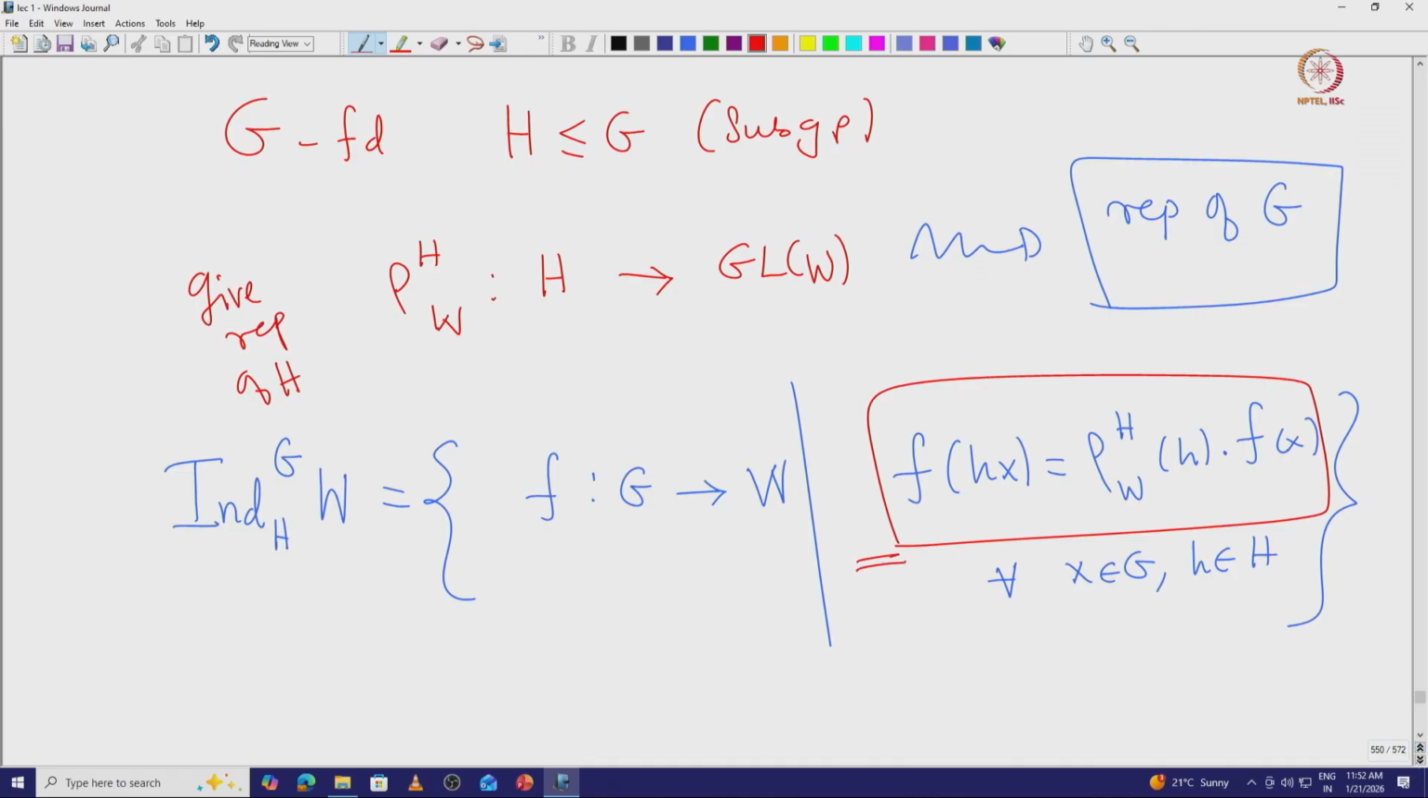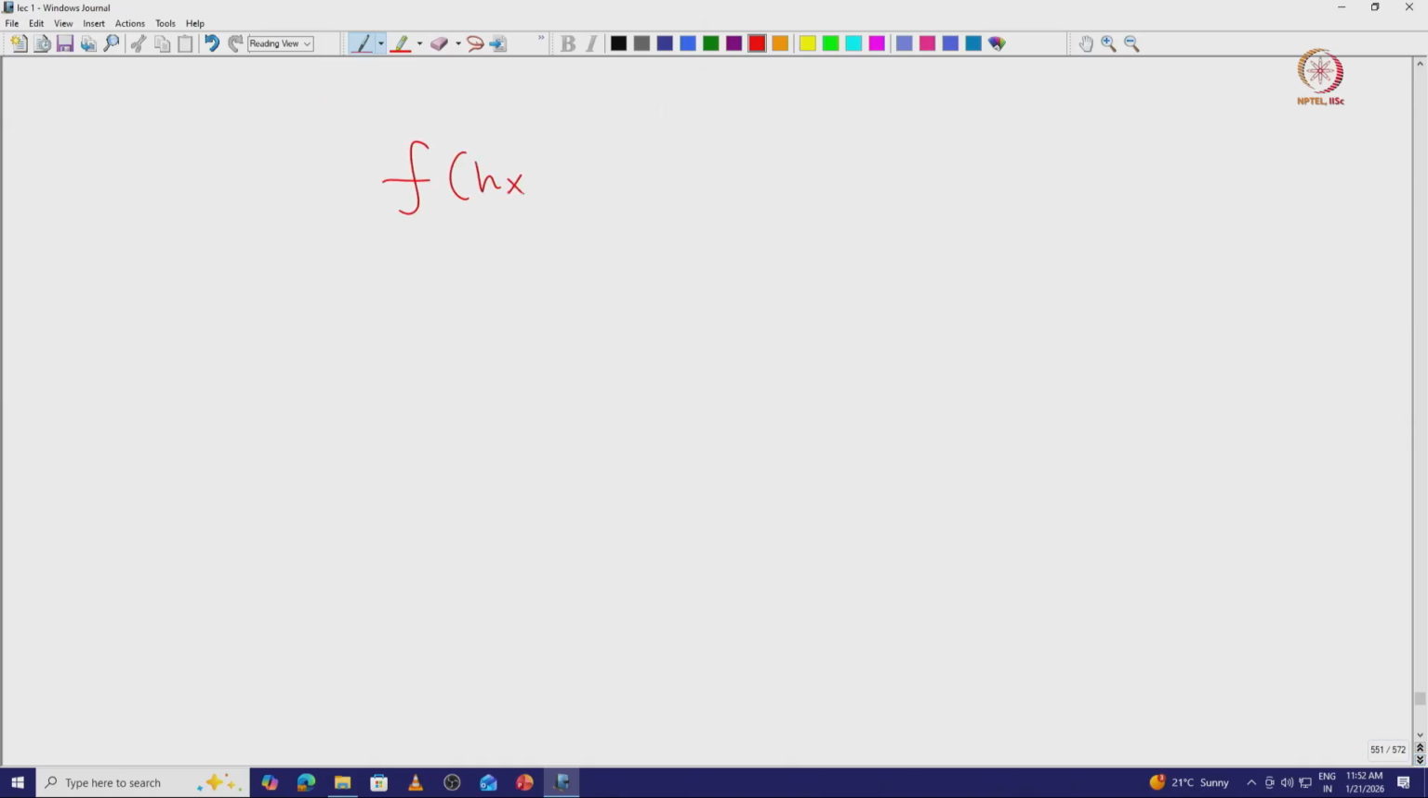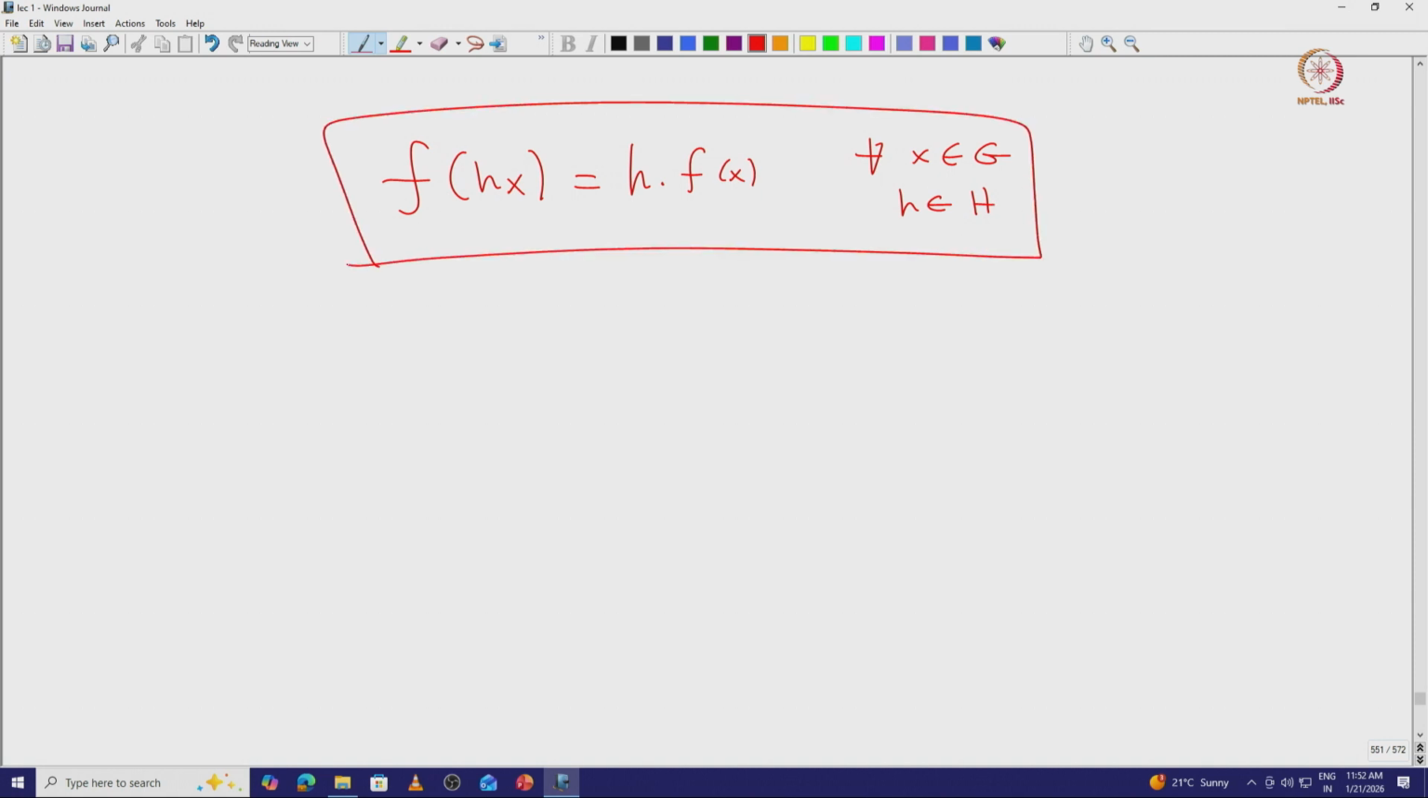So, you take this f of h x, you are demanding that the action of h should commute with this in some sense. So, then you get exactly f of h x equal to h dot f of x for all x in G and h in H. So, this is what you are demanding. Now note that this indeed puts a lot of restriction on the function, and if you think about it, the function is completely determined by the right coset representatives of H. So, maybe in a minute I will come back to that.